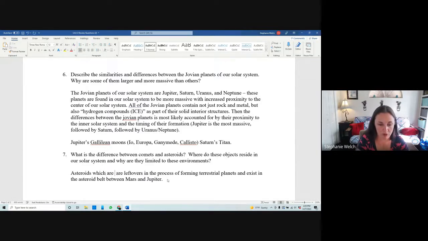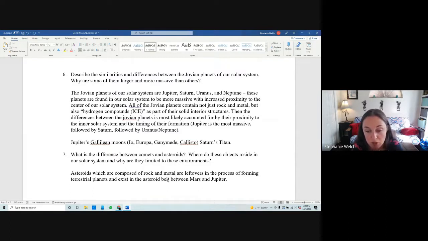Asteroids, which are composed of rock and metal, are leftovers in the process of forming terrestrial planets and exist in the asteroid belt between Mars and Jupiter. They are effectively restricted to that environment because if they were anywhere else, they would just be comets. Because in addition to the rock and metal, you would have other building blocks.